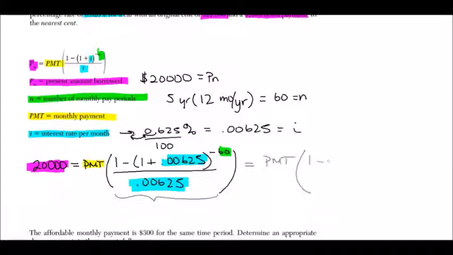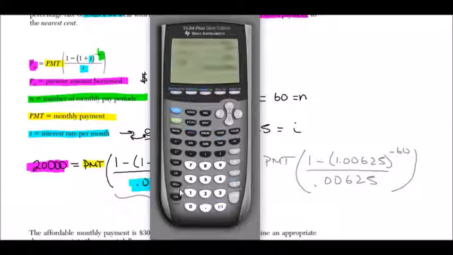So we have 1 minus 1.00625 to the negative 60th, divided by 0.00625. So let's get that value here. We've got 1.00625 raised to the negative 60th. That's just this component here. We've got 1 minus that. Okay, and then we're going to divide that by 0.00625.